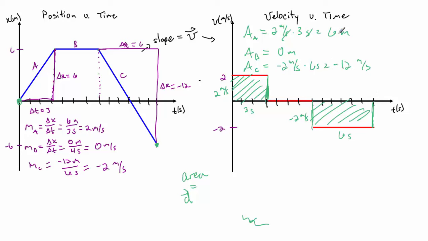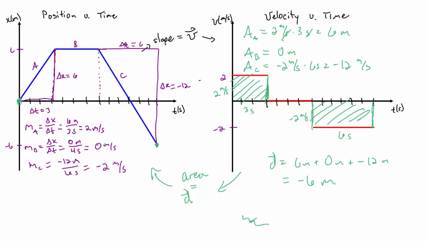Now to get the total displacement, we just add them up. So my total displacement is going to be 6 meters plus 0 meters plus negative 12 meters. So that gives me a total displacement of negative 6 meters, which, sure enough, there it is. So area will get us from the velocity back into the position. Okay, so slope to go from PVT to VVT, area to go from VVT to PVT. You can answer one of the questions with that information.